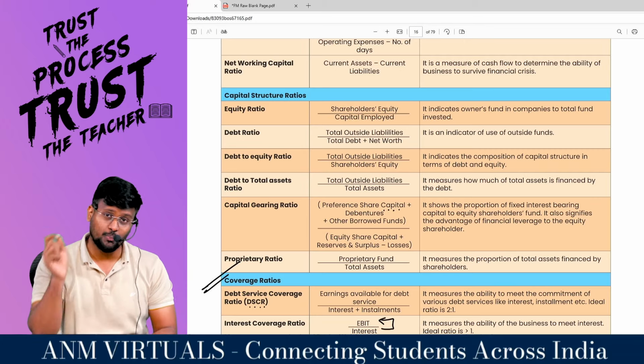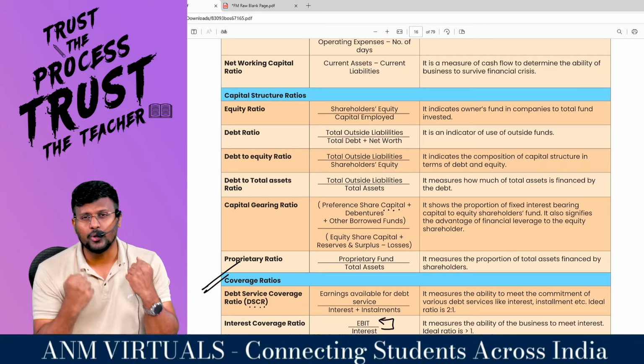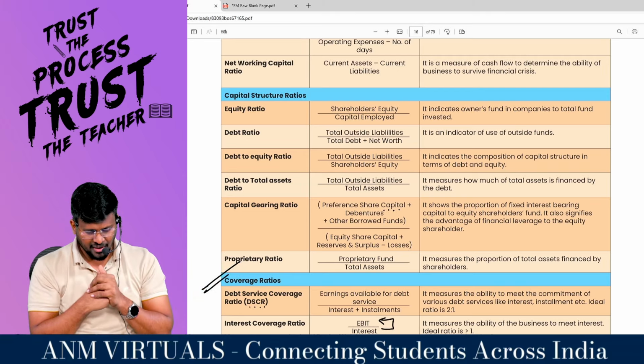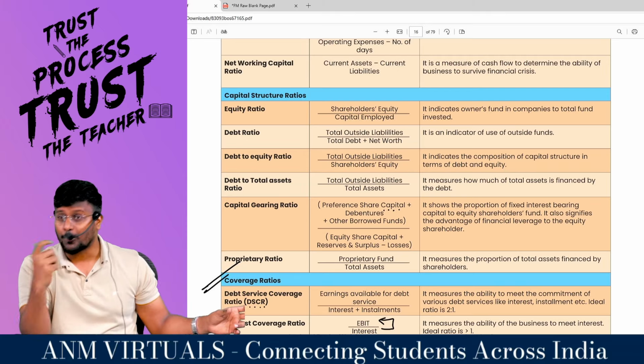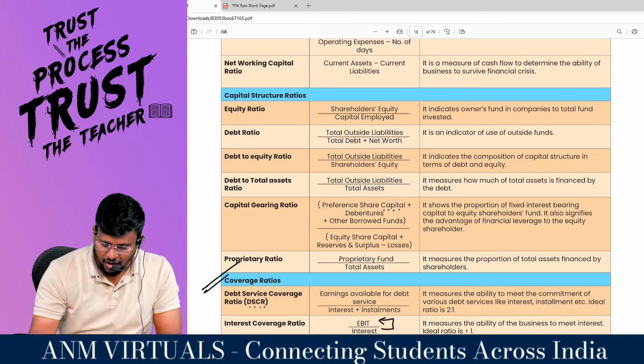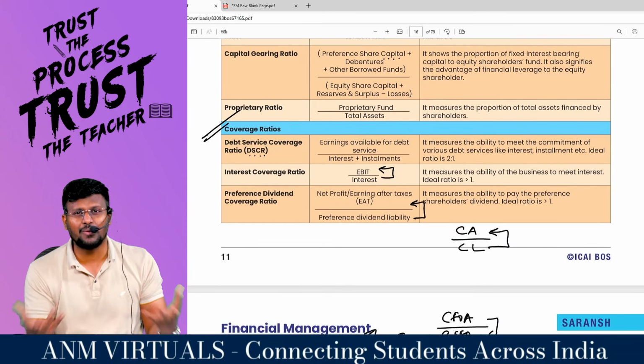Capital gearing ratio, because of including debt and preference shareholders in the capital structure, equity shareholders are enjoying a lot. Yes, sir. And proprietary ratio, out of the total asset available, how much proprietors' fund are there? That's what proprietary fund divided by total asset, getting it. Coverage ratio, sir, someone should cover someone. Are you all really with me?